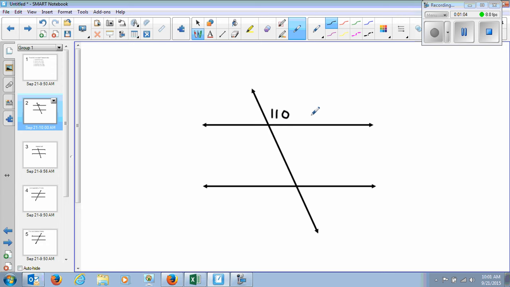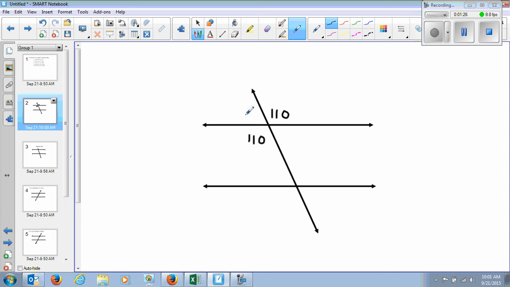Now, you guys already know some things about these other angles that are next to the 110 degrees. Like this angle and the angle across from it is also going to be 110 degrees. And you should know that because those are called vertical angles. Vertical angles, angles that are across from each other, are always going to be equal to one another.